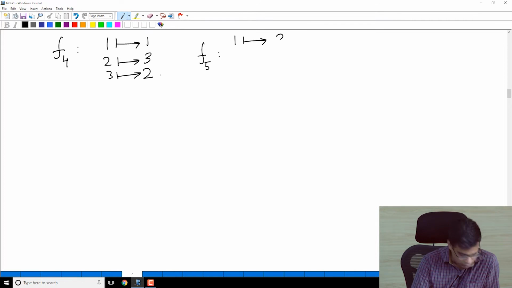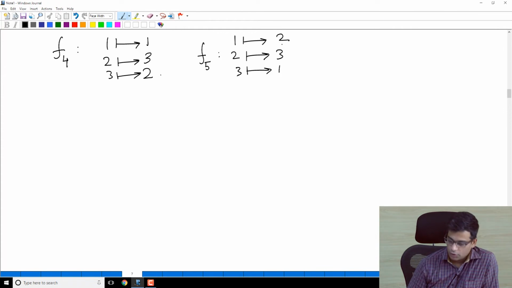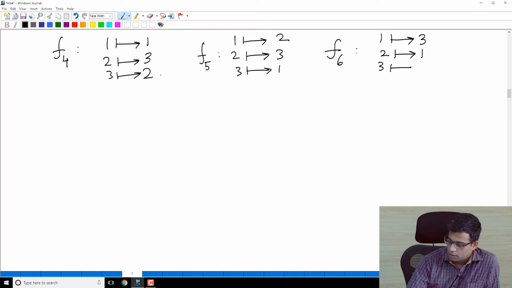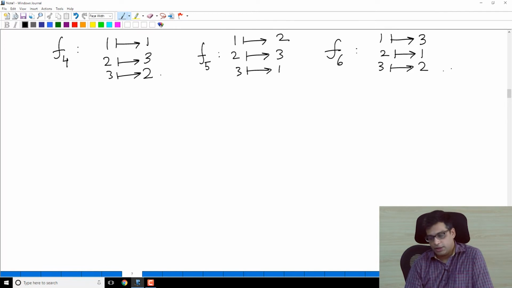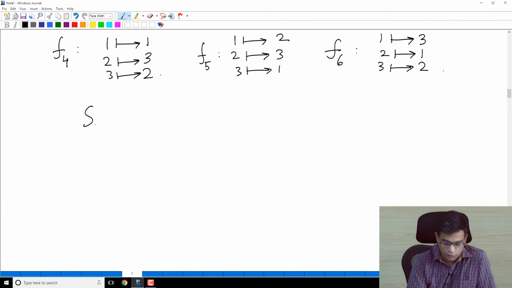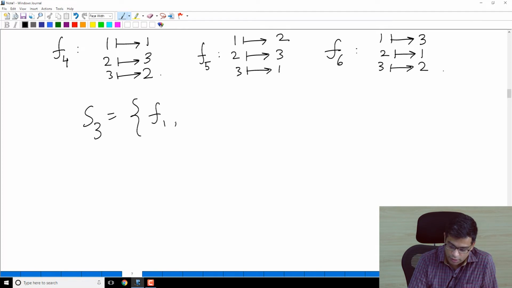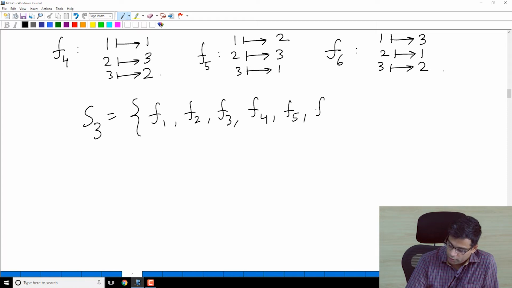For example, 1 can go to 2, 2 can go to 3, 3 can go to 1. Neither 1 nor 2 nor 3 is fixed. So, everything changes, and this is a bijection. Similarly, F6 also does not fix anything. It sends 1 to 3, 2 to 1 and 3 to 2. That is also a bijection, and some thinking on your part tells you that these are all the bijections. There are only 6 of them. So, S3 is the set consisting of F1, F2, F3, F4, F5 and F6.